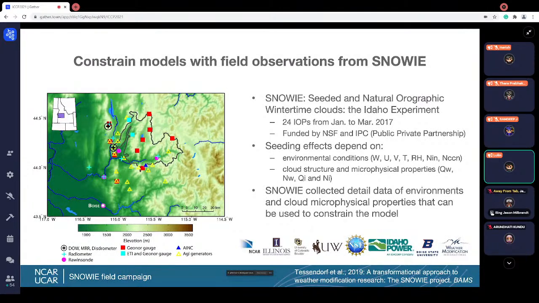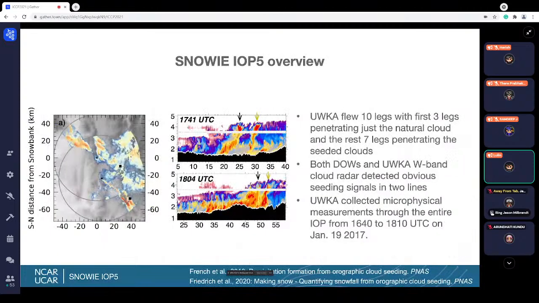It happened in 2017 from January to March, and we collected a lot of orographic cloud seeding related observations, not only environmental conditions, but cloud structures and microphysical properties. So it provides a complete set of data to constrain and evaluate models and to further quantify the seeding through observations and models together.